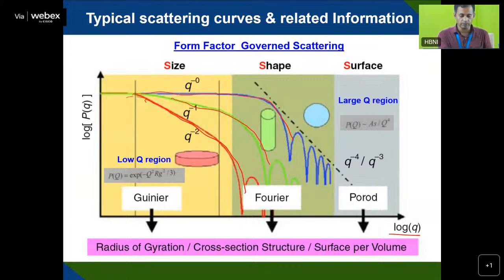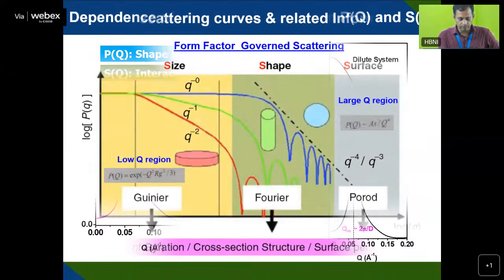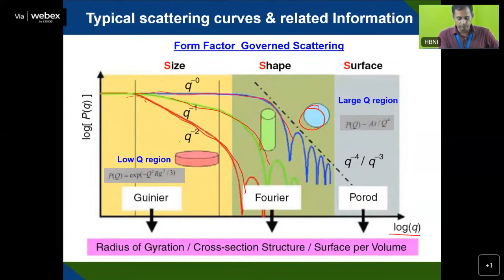You can see here, if it is Q to the power 0, that means you have spherical shaped particles. Q to the power -1 means you have cylindrical shaped particles. Q to the power -2 follows the log of P(Q). So you can see how P(Q) is decreasing with respect to the Q vector. If you do a fitting in this region and find Q to the power -2, you can say this is a disc shape.